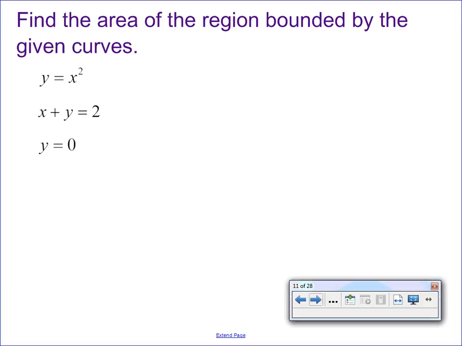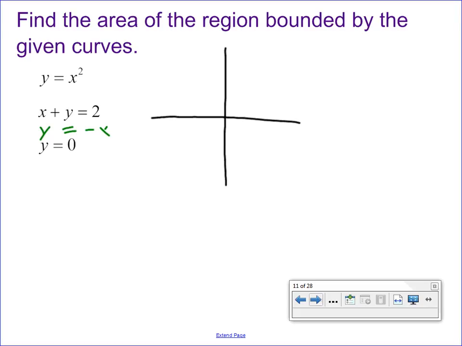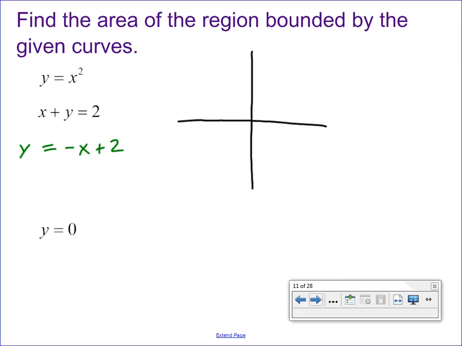Find the area of the region bounded by the given curves. And we're going to consider y equals x squared, x plus y equals 2, and y equals 0. So let's go ahead and get a good picture of that. I think for this one I'll actually be able to do it okay. So I know that x plus y equals 2 is y equals negative x plus 2, so I'll graph that. And the y equals x squared, I know what that looks like too, so I'm going for it.